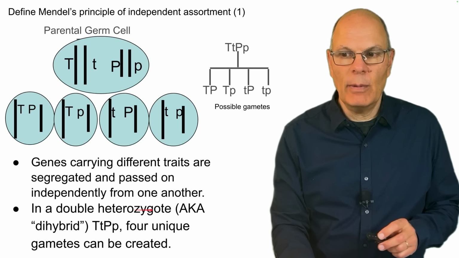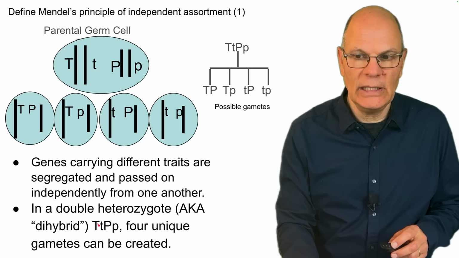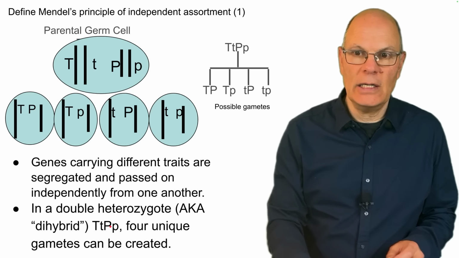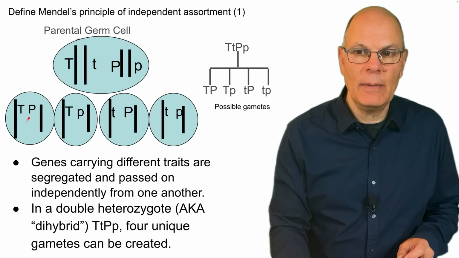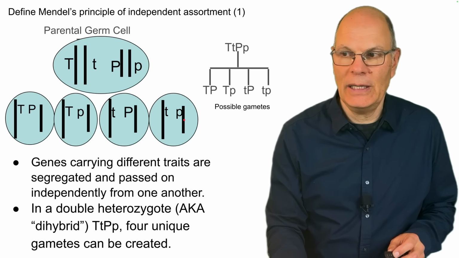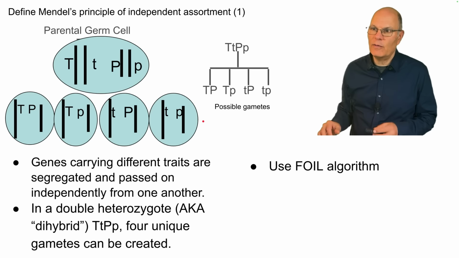And therefore, in a double heterozygote, a dihybrid, big T, little t, big P, little p, 4 unique gametes can be created. Here they are. Big T, big P; big T, little p; little t, big P; little t, little p. How can you figure this out for yourself?